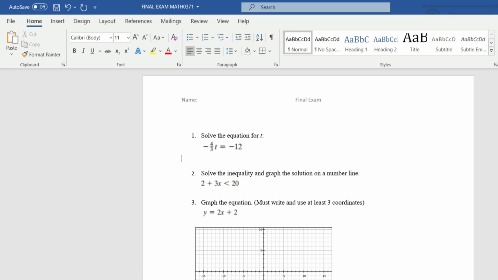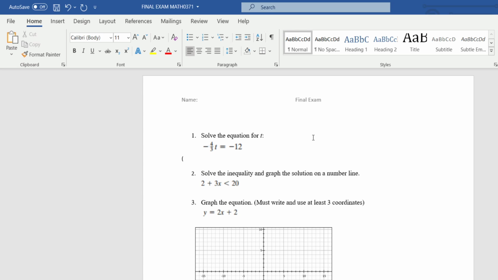The first question says to solve the equation for t. To solve the equation for t, we need to get t by itself. So to do that, we need to get rid of anything next to t. Next to t, I have negative 4 over 3 times t equals minus 12. The opposite of minus 4 over 3 times t is you either divide by that or you multiply by the reciprocal, like we discussed in class. Whenever you have a fraction, you can undo it by multiplying by the reciprocal.